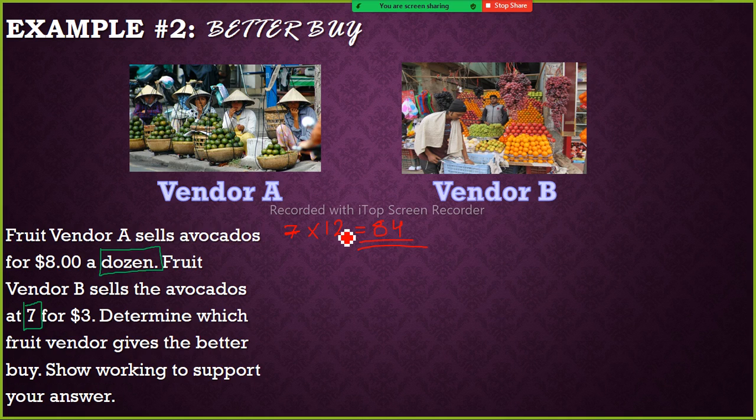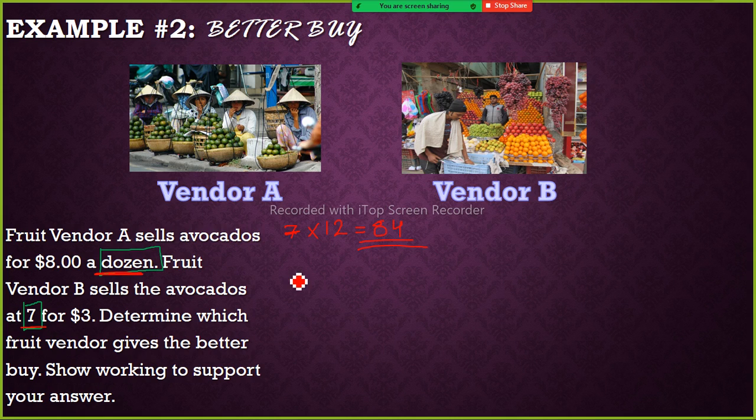So why don't we just do 8 times 12? No, you can't do 8 times 12, because remember, you're not looking at how much they sell it for. That's not the number you're looking at. You're looking at how much they give you. So you're looking at the dozen and the 7. The 8 and the 3 are how much it costs. Don't worry about those numbers. You understand that? Okay?